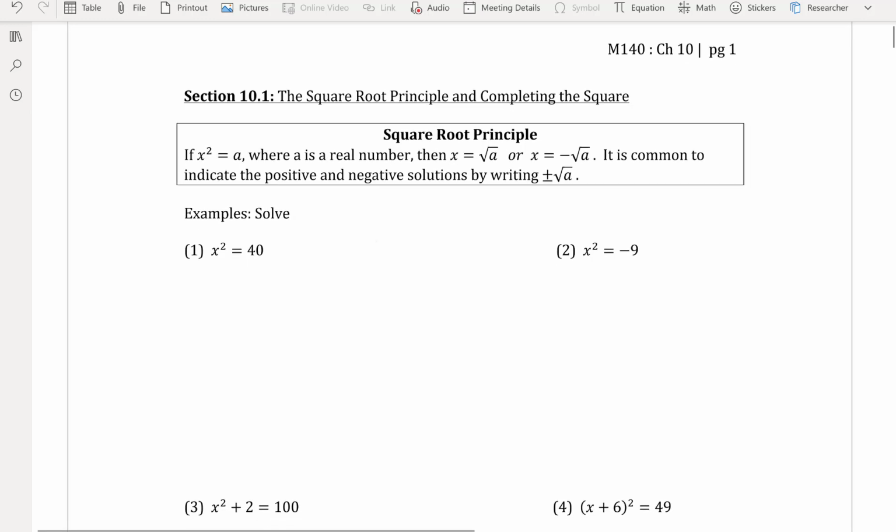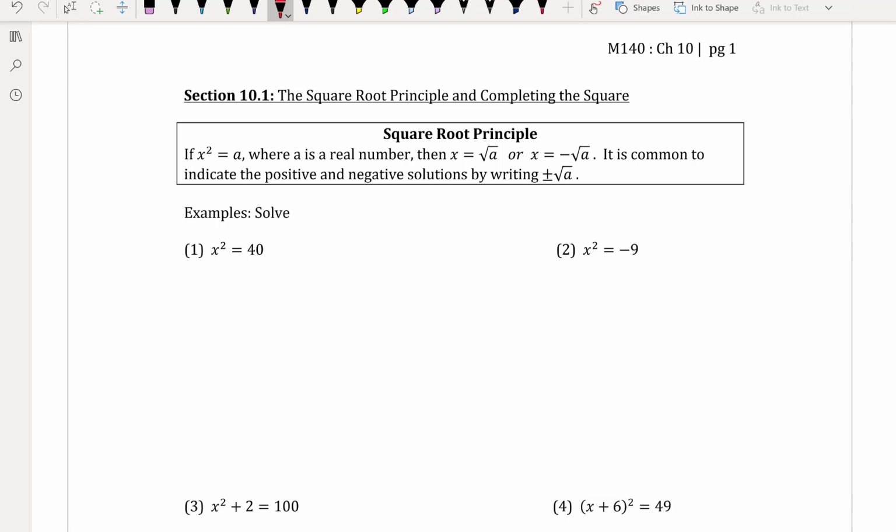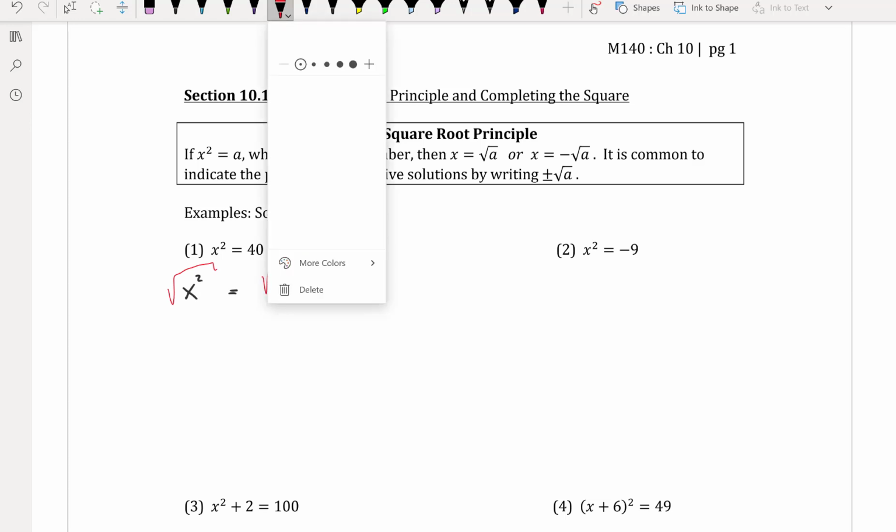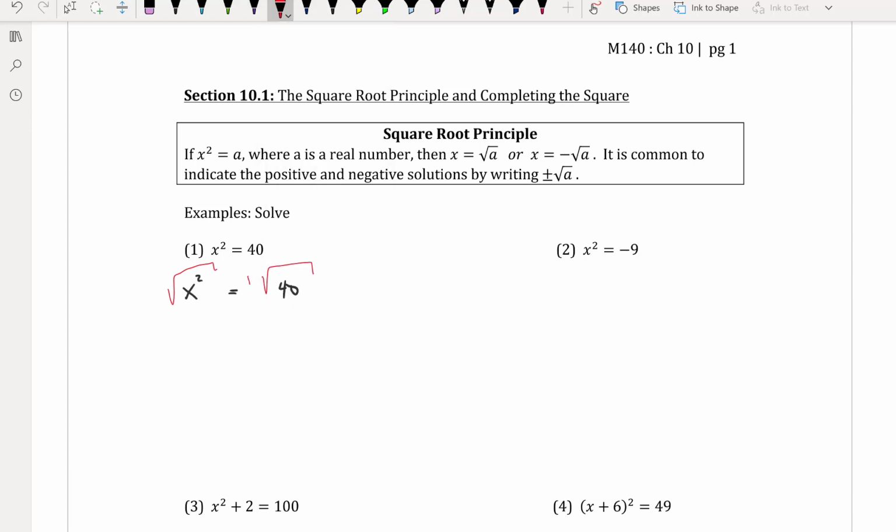So for example, here we have x squared is equal to 40. In order to solve for this, we are going to do the square root, and we're going to make sure that we don't forget the plus or minus. So the square root and the x squared cancel out. Don't forget that on the opposite side, we need the plus or minus. So we are left with x is equal to plus or minus the square root of 40.